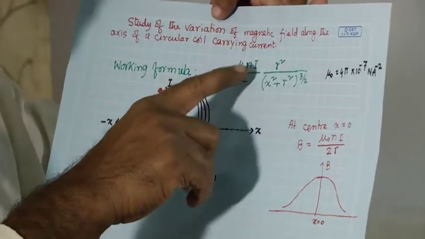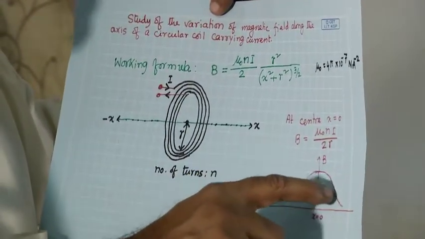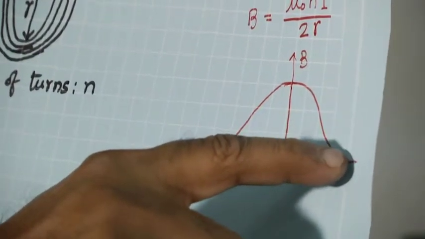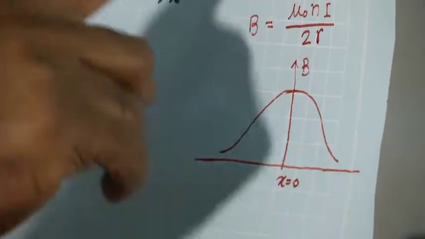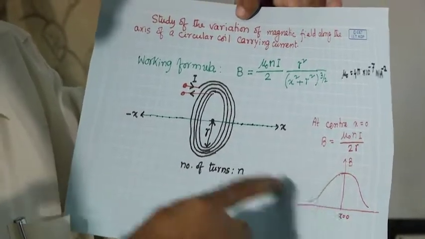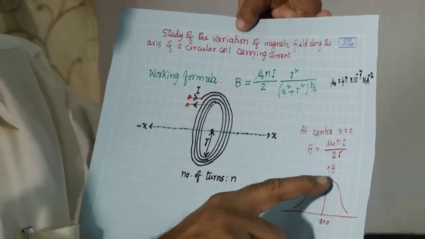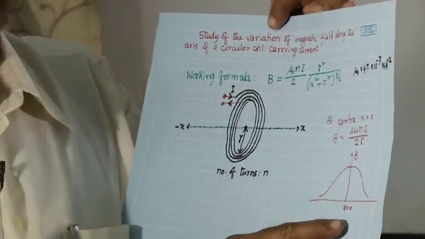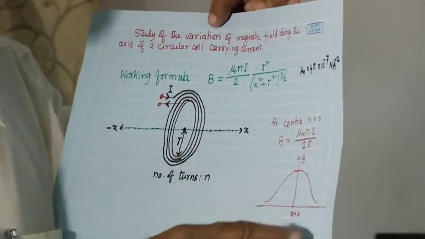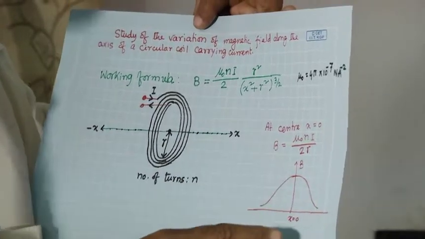If you plot this formula theoretically, the relation between x and B generally becomes like this. The magnetic field is maximum at the center, x equal to 0, and if you increase the distance, it decreases like this, following this formula. And since it is x square, for negative x also this curve will be symmetric. Basically in this experiment we will vary this x and measure the magnetic field. Then we will plot magnetic field versus x, and from there we'll see whether experimentally we are seeing the same type of profile or not, because theoretically this profile should be like this.